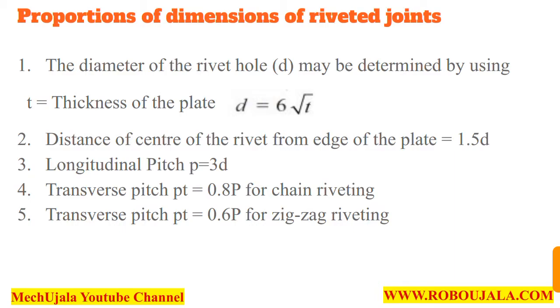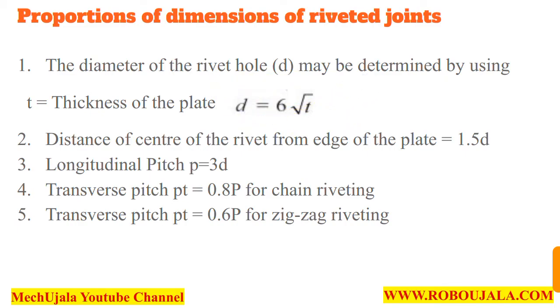Now what are the proportions of dimensions of riveted joints? So first one is the diameter of the rivet hole d, which may be determined by using t, the thickness of the plate. So the diameter of the rivet hole is equal to 6 root t, where t is the thickness of the plate. So we will use a rivet hole of size 6 root t, where t is the thickness of the plates. So we can make our rivet according to the thickness of the plate. This is the predetermined term.